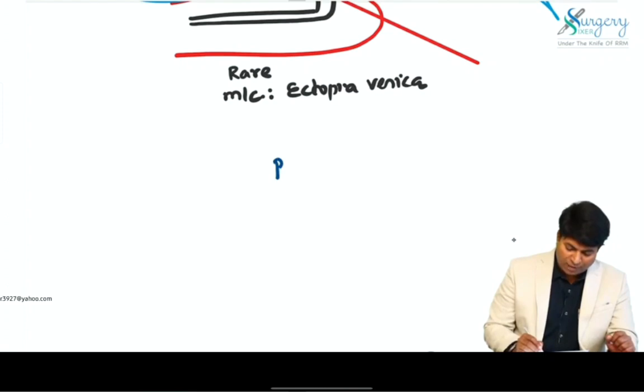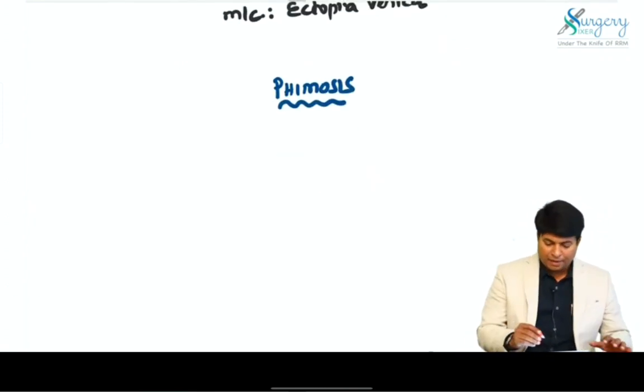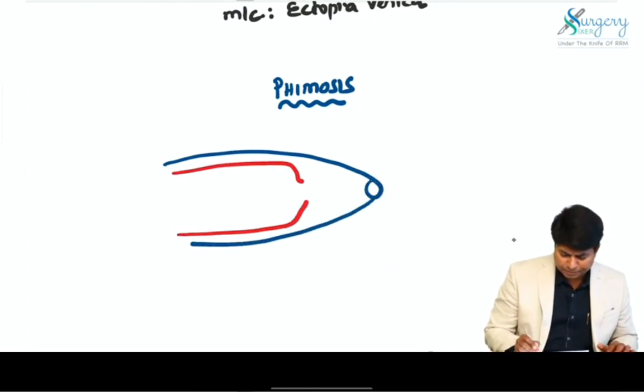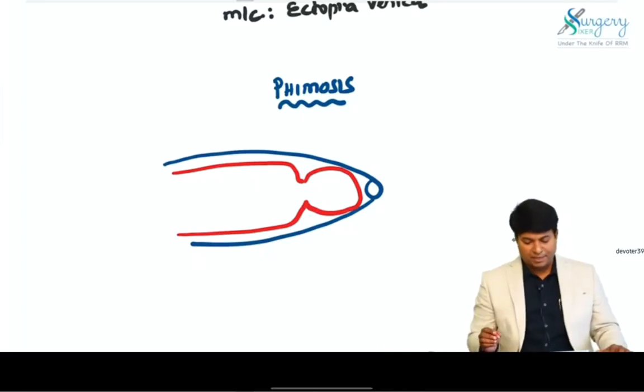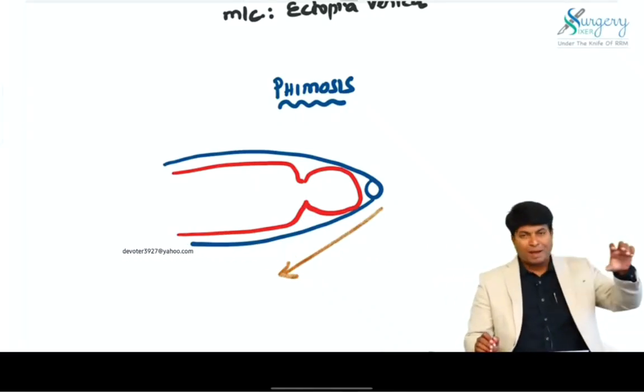Now coming to phimosis, one of the common problems in the community. What is phimosis? This is the penile skin. This is the glans penis and the inner part of the penis. If you are unable to retract this prepuce backwards, it is known as phimosis.